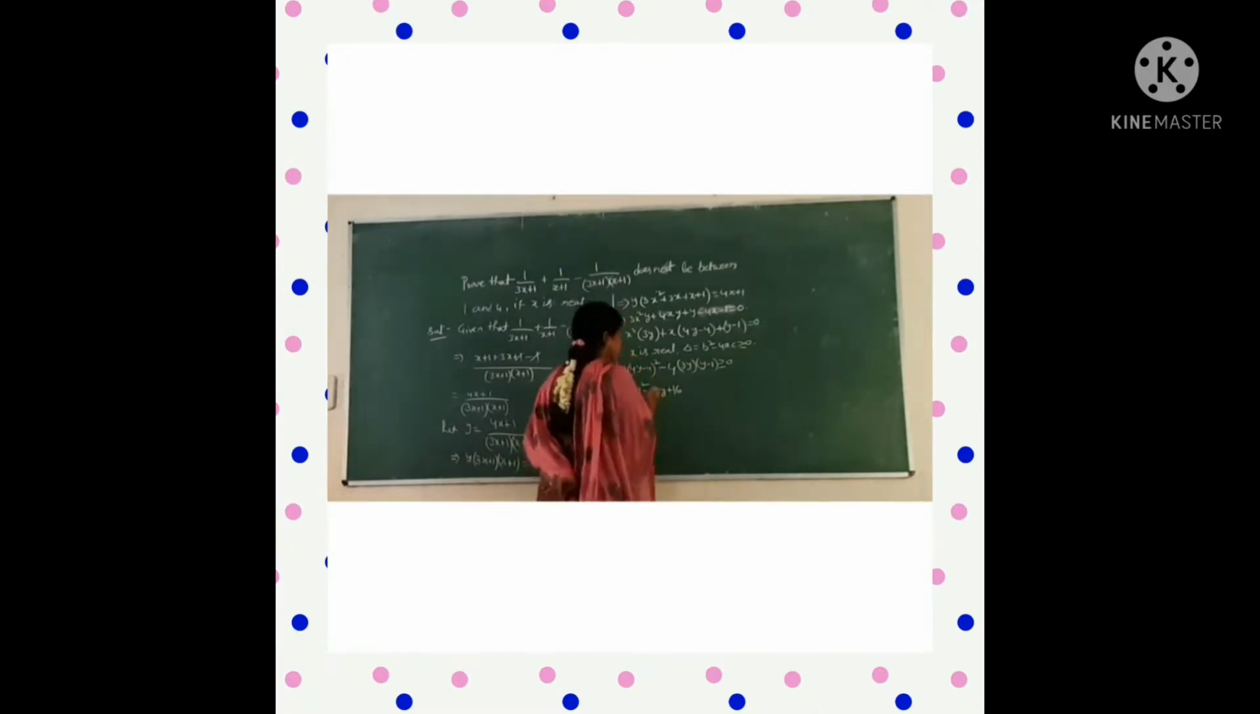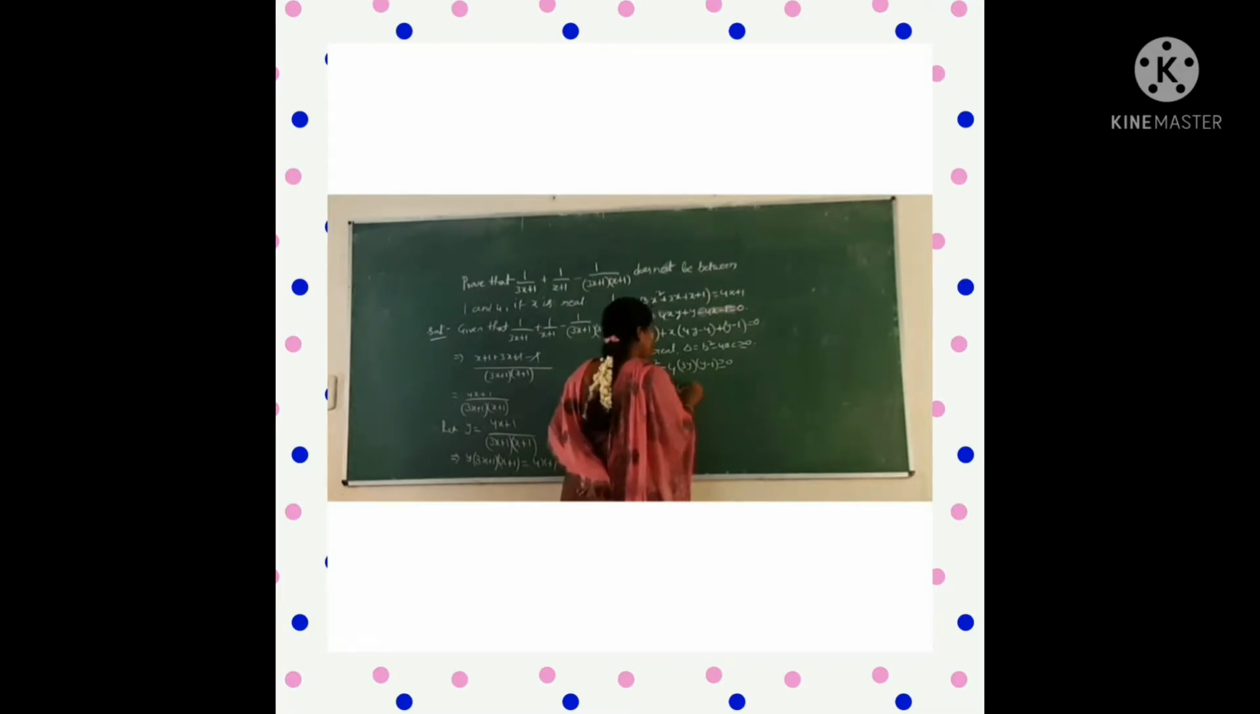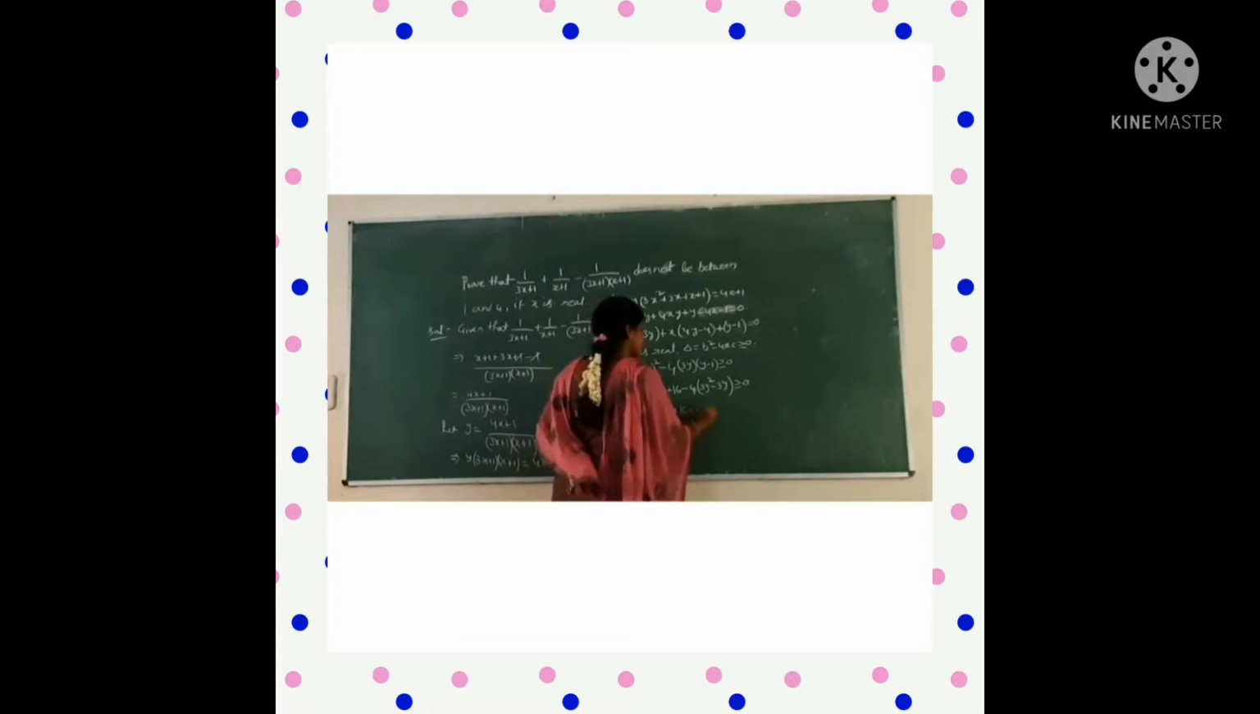Sorry, 8 4s are 32. 32y plus 16 minus 4 into here 3y square minus 3y is greater than or equal to 0. That is equal to 16y square minus 32y plus 16 minus 12y square plus 12y is greater than or equal to 0.